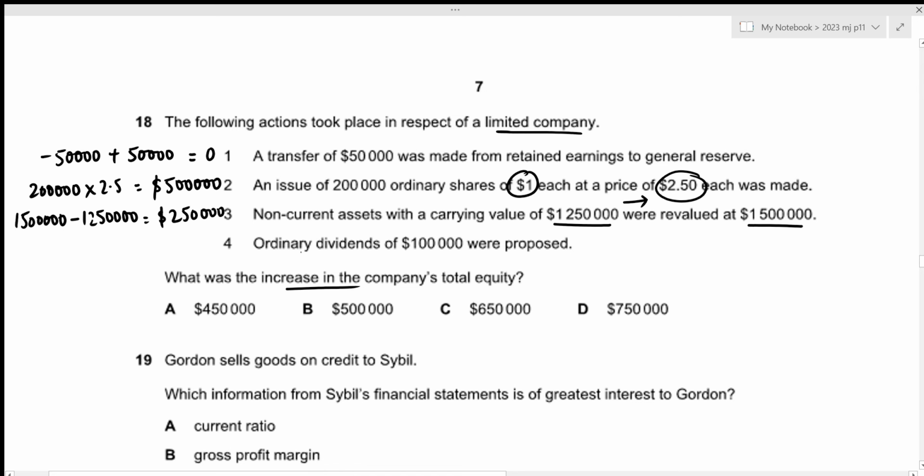Then for the fourth one, ordinary dividends of 100,000 were proposed. A proposed dividend will have no effect on our total equity. So the total increment will just be 500,000 plus 250,000, which results in 750,000, which is given in option D. Let's move towards the 19th question.